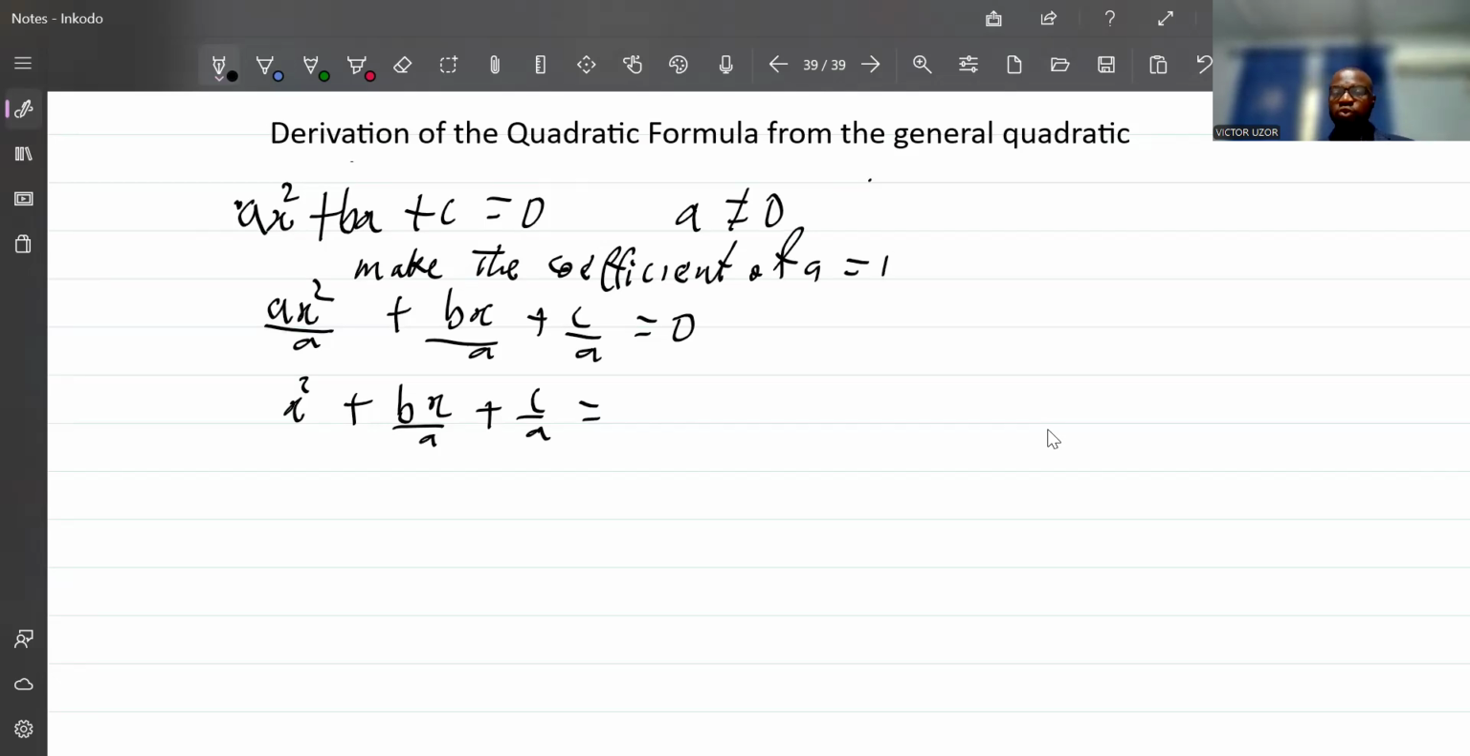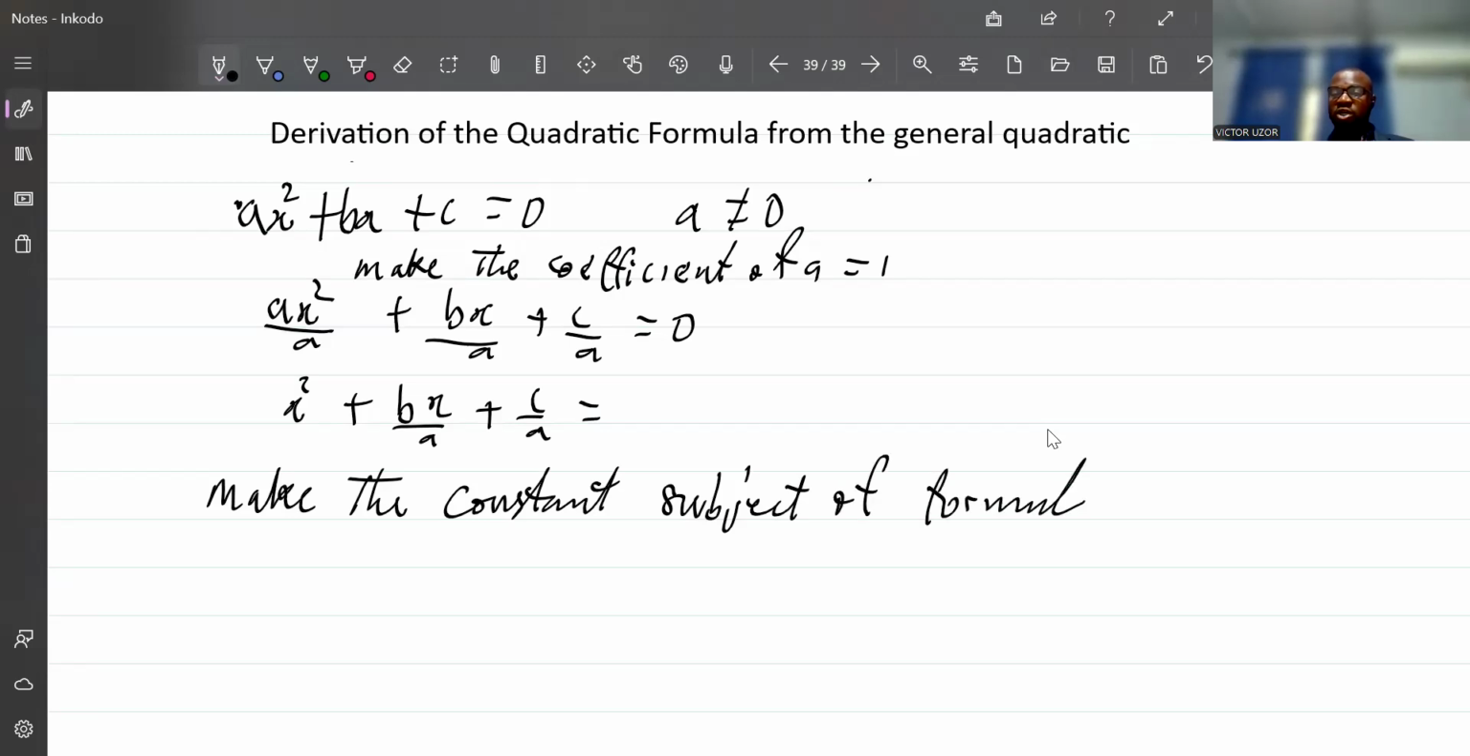Okay. The second thing you do is that, remember, the only constant here is c over a. So you make the constant subject of formula.